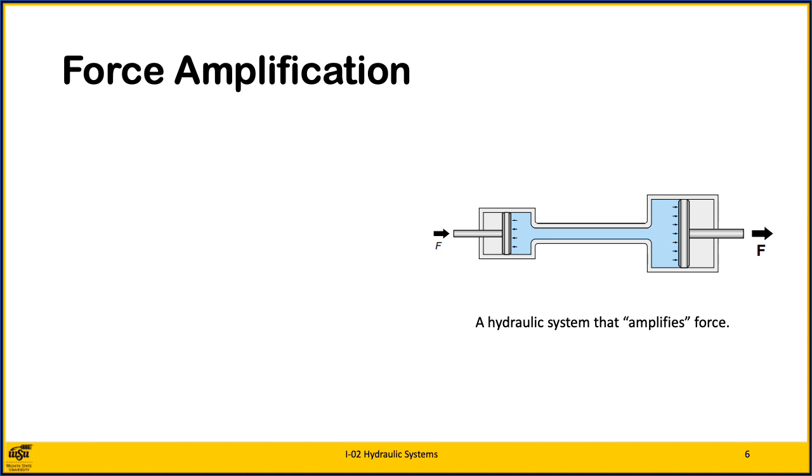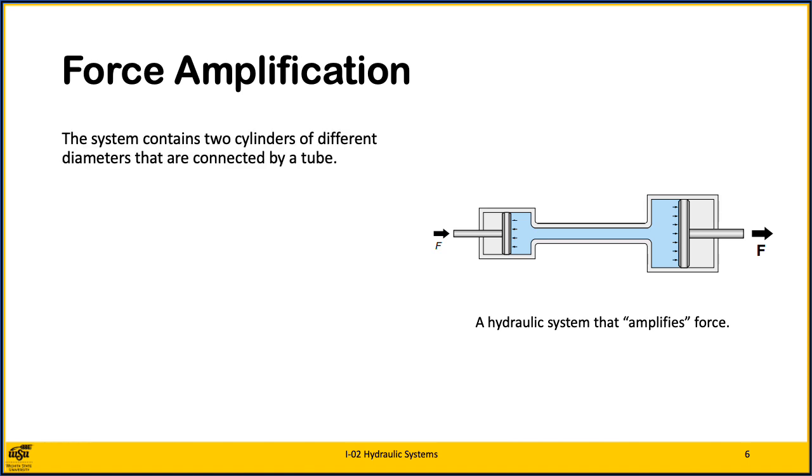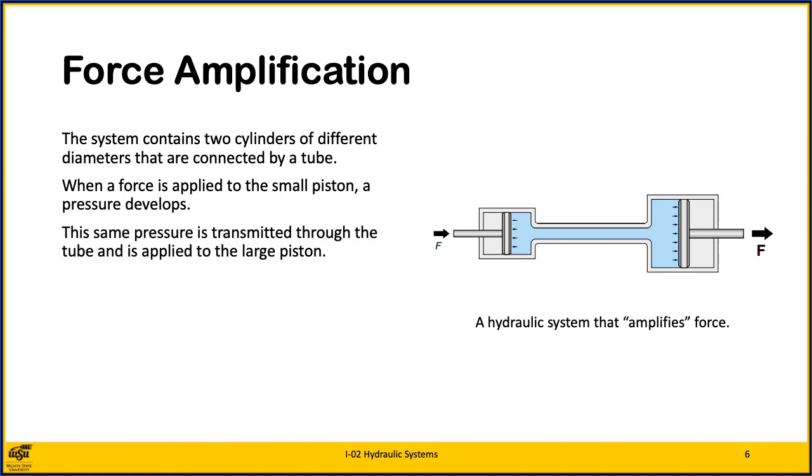Static hydraulic systems can be used to amplify a force. This is the principle used in hydraulic jacks or hydraulic brake systems, and is illustrated. The system contains two cylinders of different diameters that are connected by a tube. When a force is applied to the small piston, a pressure develops. This pressure is transmitted through the tube and is applied to the large piston. Because the large piston has more surface area, it receives a larger net force.